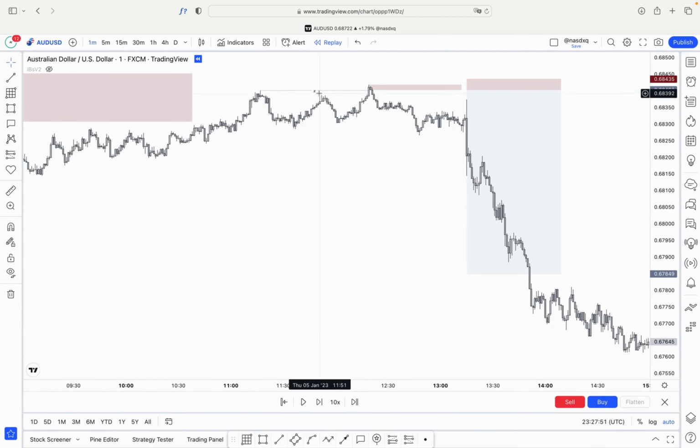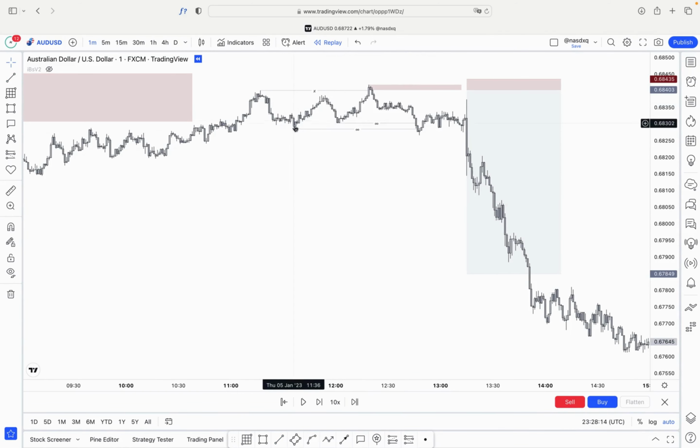So this one came in and I was waiting for that high to be swept. You can see we swept that quite nicely. And then what I'm looking for is a break of structure to the downside, which we got right here. There we go. So we actually broke two areas of demand.